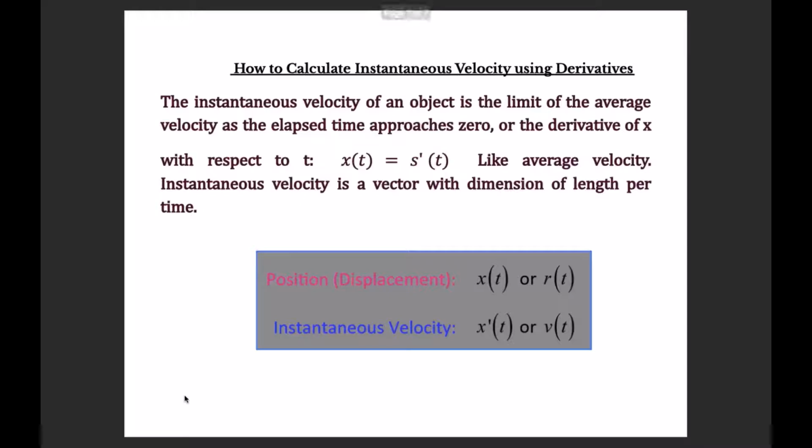Today I'm going to explain how to find instantaneous velocity using derivatives. The instantaneous velocity of an object is the limit of the average velocity as the elapsed time approaches zero, or the derivative of x with respect to t. x prime of t equals s prime of t, like average velocity. Instantaneous velocity is a vector with dimension of length per time.